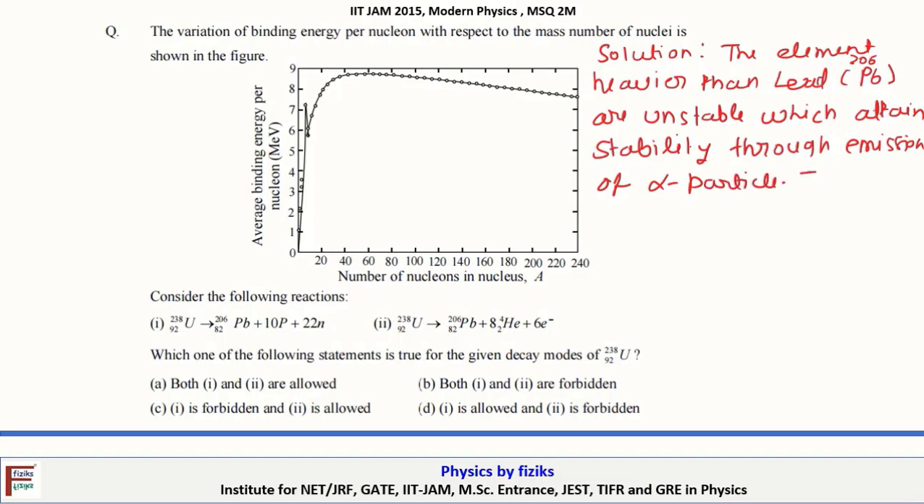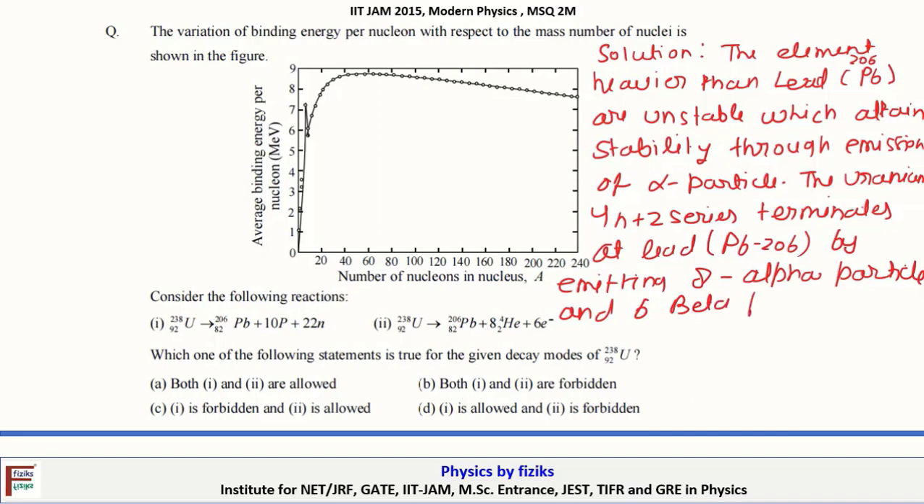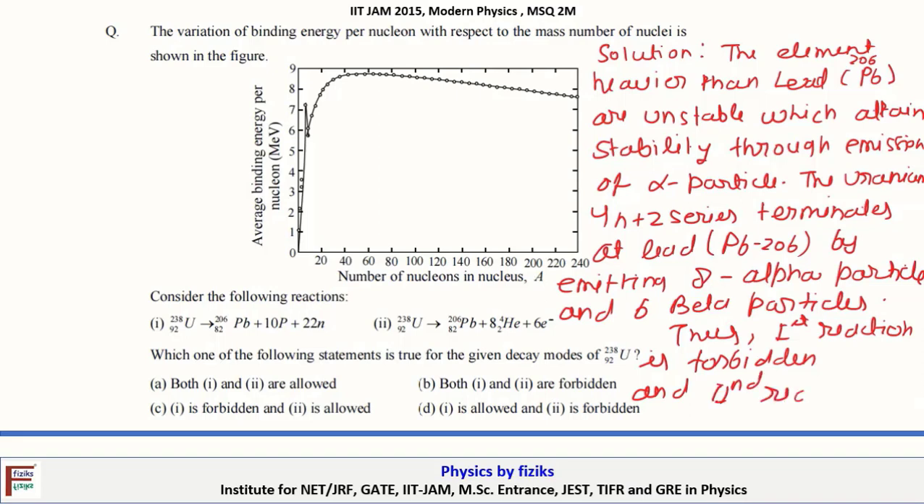The uranium 4n plus 2 series terminates at lead Pb206 by emitting eight alpha particles and 6 beta particles. Thus, the first reaction is forbidden and the second reaction is allowed.